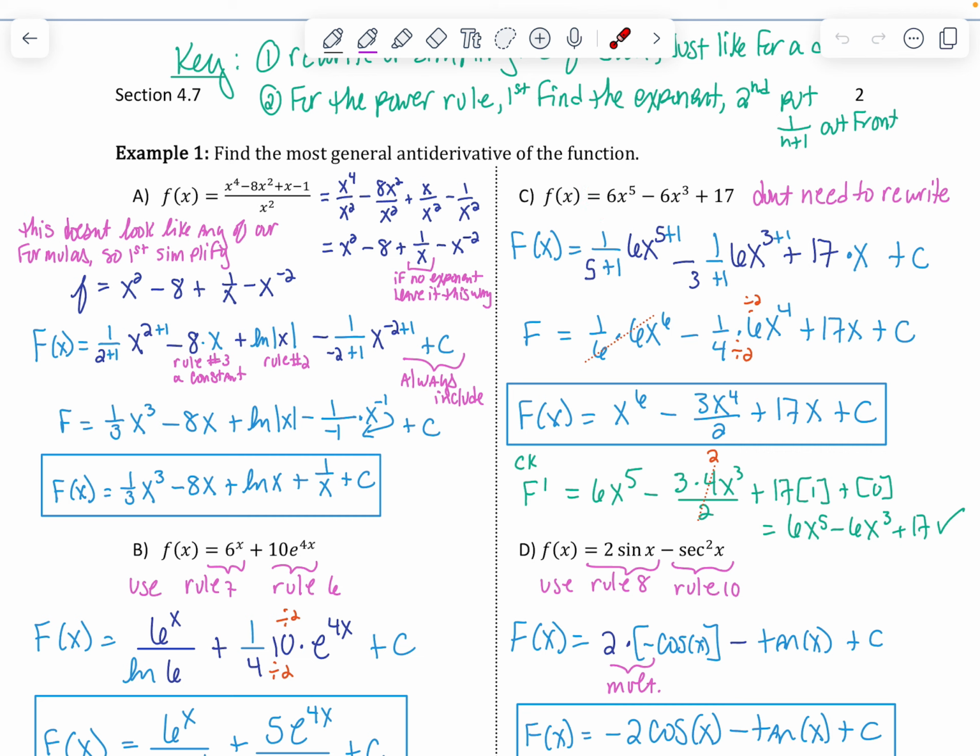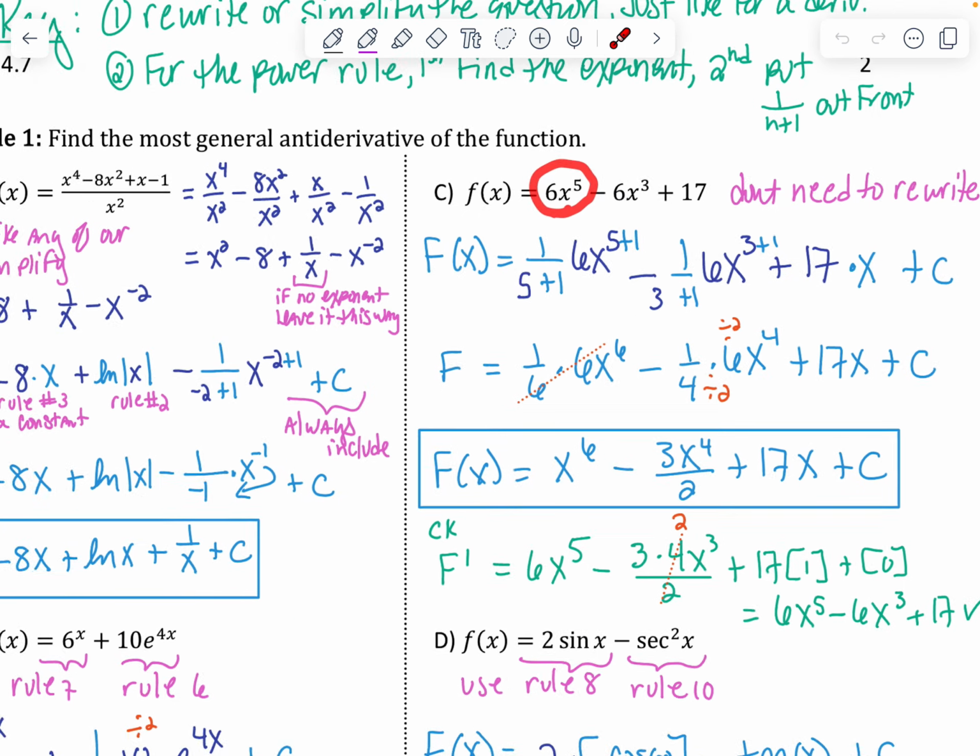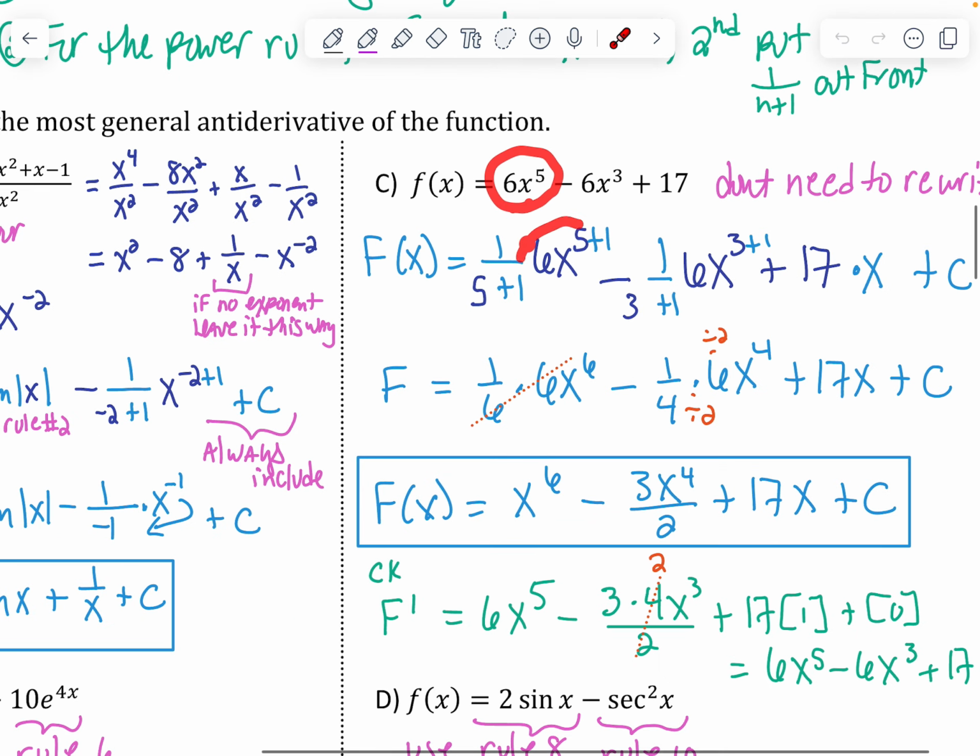Example C. I see 6x to the fifth. I could take a derivative of that. It's in the right format. 6x cubed, I could take a derivative. 17, I could take a derivative. I don't need to rewrite this to take derivatives, so I don't need to rewrite this to take antiderivatives. I take what I wrote in dark blue, 6x to the fifth, and copied it down here.